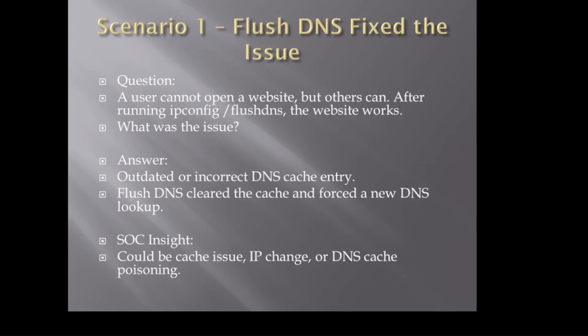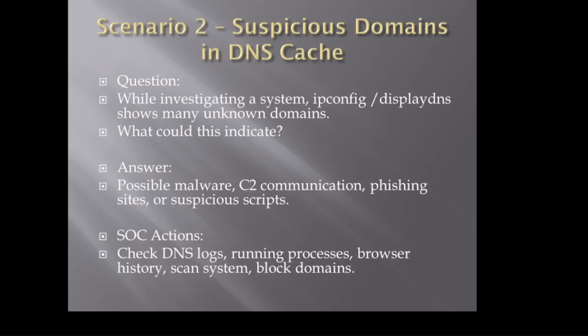So now you understand scenario 1. Next we move on to the second scenario: suspicious domains in cache. Okay, let us look at the second scenario. While investigating a suspicious system, we run the command ipconfig /displaydns, and we notice many unknown or suspicious domain names in the DNS cache. What does this indicate?